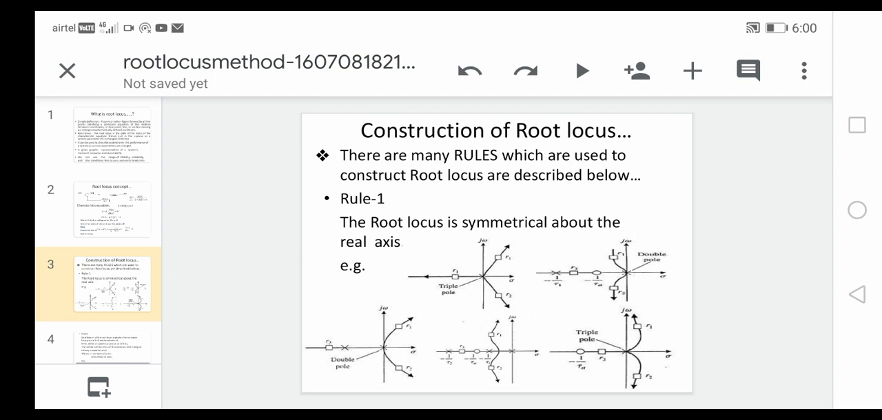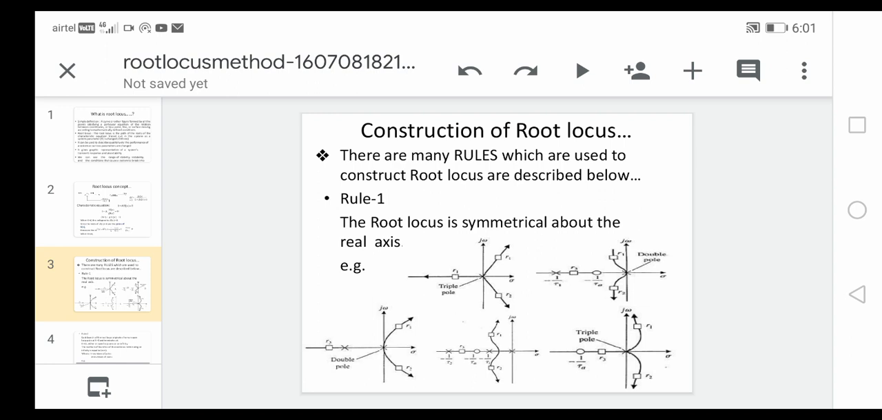How do you find out whether it is symmetrical about the real axis or not, where the root locus will exist, and at which points the root locus will not exist? That you need to identify first. Whenever I give a transfer function, you need to find out the poles and zeros. From the denominator we get the poles, and from the numerator we get the zeros.